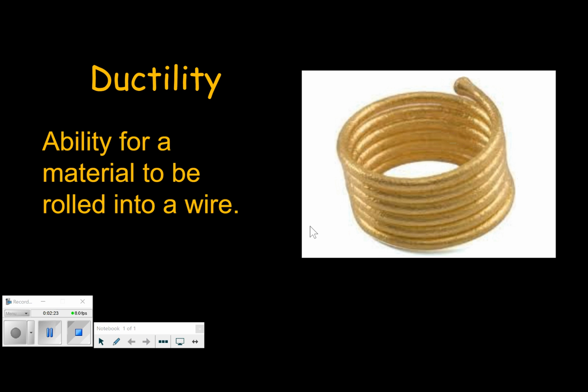Ductility is the ability of a material to be rolled into a wire. A very ductile material is copper or gold, but I can't very well roll concrete into a wire. Concrete is not ductile, but gold is ductile.